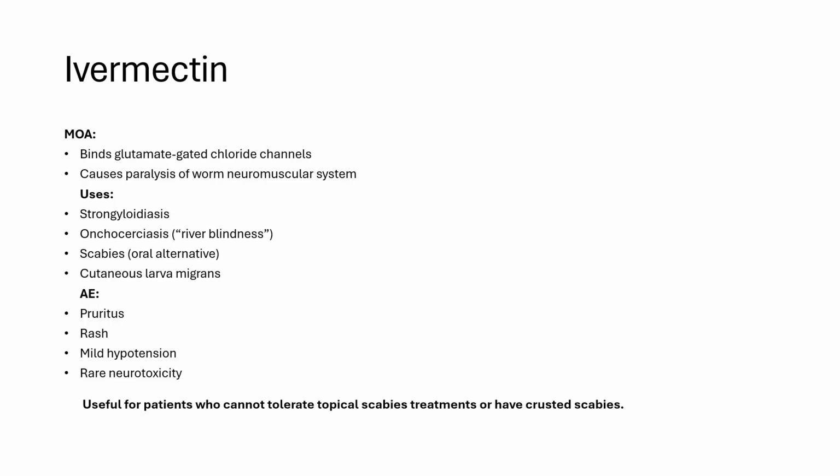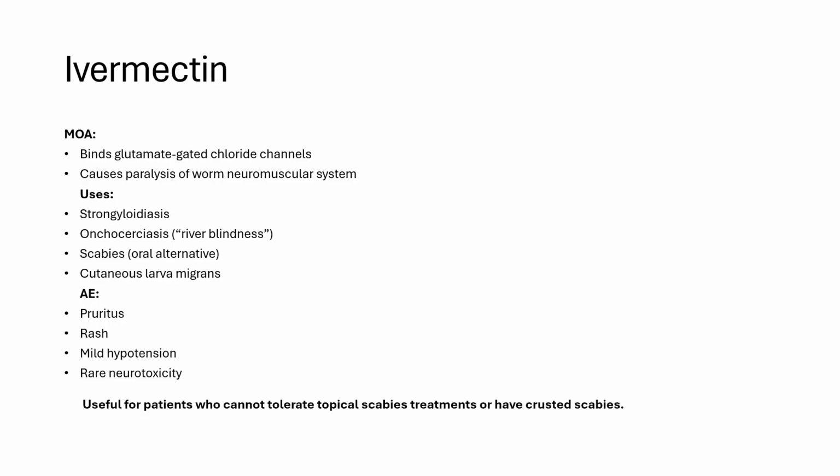Onchocerciasis, which is a disease transmitted by the black fly, and they call it river blindness. It does require repeated dosing for years. We already talked previously about how we can use this for scabies as an alternative to topical permethrin. And then cutaneous larva migrans, which is caused by hookworm penetrating the skin, and ivermectin can be effective against that.